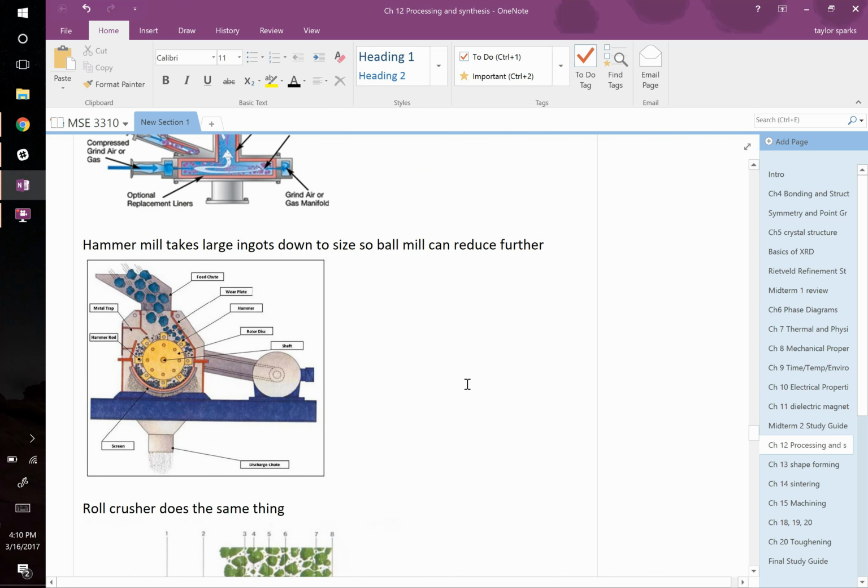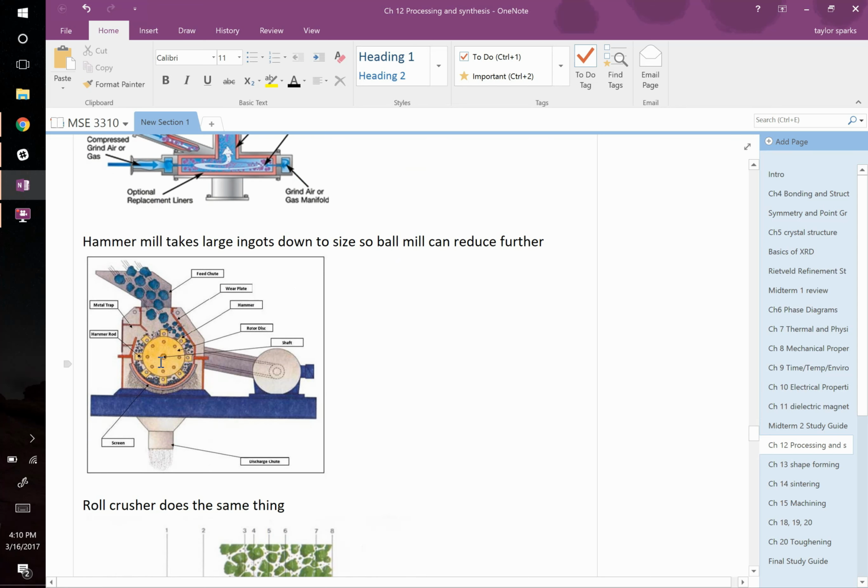You have a hammer mill. A hammer mill is a simple device. Larger rocks go in. This is rotating, and as it does so, these hammers crash against the wall and are able to break it up to smaller and smaller particles. Once they're small enough to fit through a sieve or a sizing in the bottom, they'll fall through.